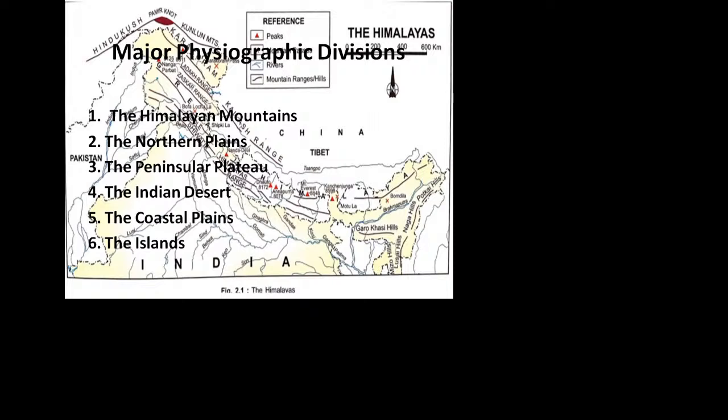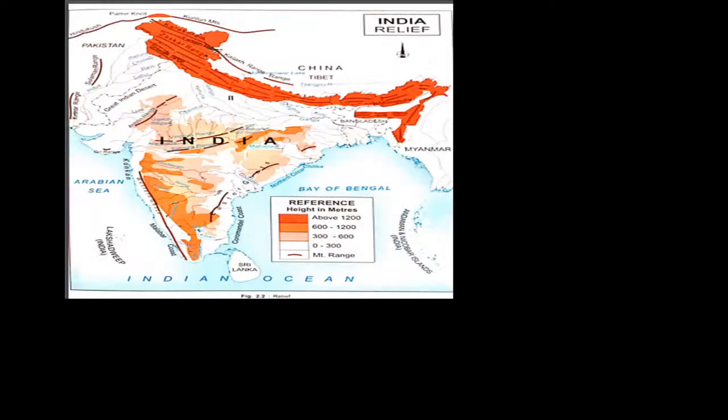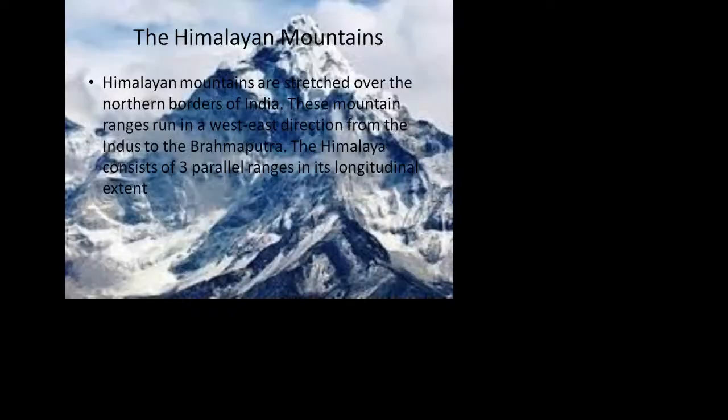In this chapter, I have told you the topics, the major physiographic divisions, and you can see the height in meters. The Himalayan mountains we will be studying. Himalayan mountains are stretched over the northern borders of India. These mountain ranges run in a west-east direction from the Indus to the Brahmaputra. The Himalaya consists of three parallel ranges in its longitudinal extent.